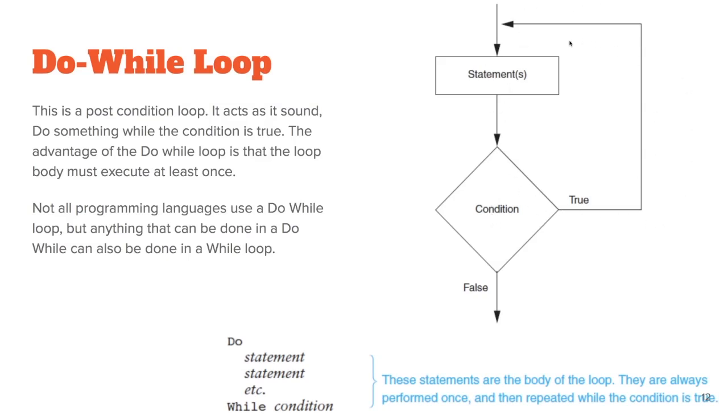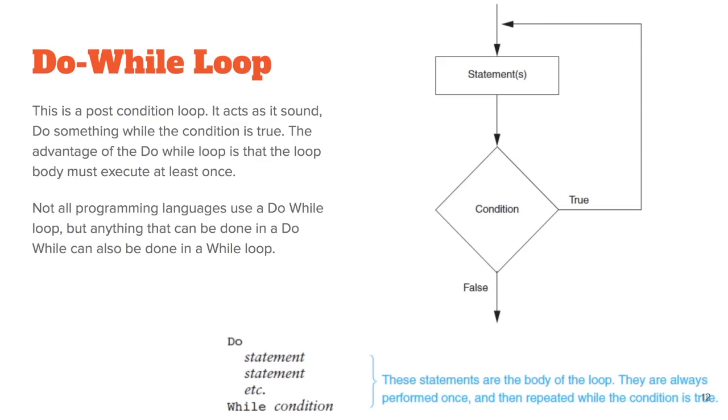Notice the flow line actually doesn't come back to the question. The condition being asked actually goes back to the statements. The one advantage to a do-while loop that the while loop doesn't have is that you are forced to execute the loop body at least one time. And that could have its advantages.